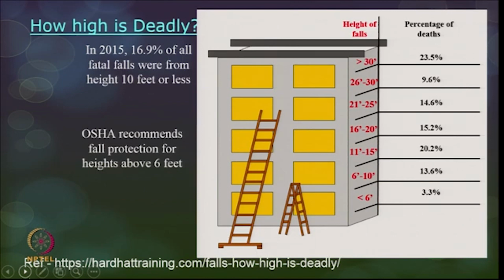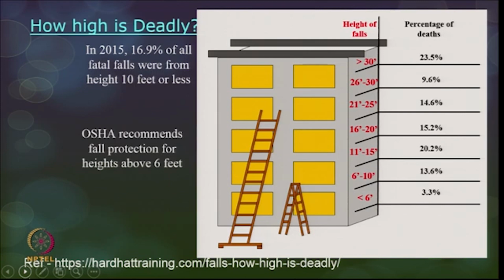Now the next question that can come to you is, what is the height below which I am safe and above which I should take proper precautions? There are also statistics on the fatal falls with regard to the height of the structure or from where the worker or a person has fallen down. If you see the height of the structure, it starts from less than 6 feet to more than 30 feet high, and the percentage of fatality as a result of falls is also given here.